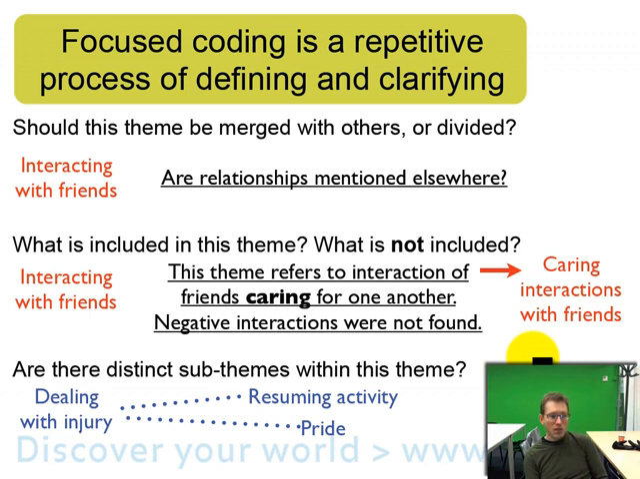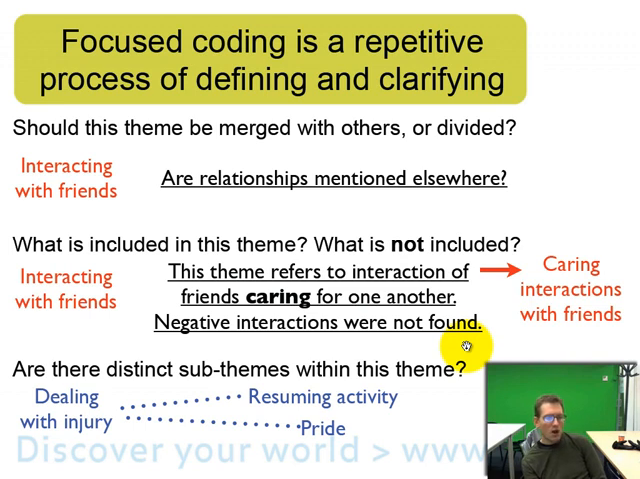You should ask yourself several things about each theme as you develop them. First of all, ask if a theme is too narrow or too broad. Should it be divided or merged with others? If we read more blog posts about mountain biking, we might compare this theme of interacting with friends to other mentions of building or breaking relationships to see if the whole interacting with friends theme needs to be bigger or if there are different kinds of interactions that need to be turned into different themes.